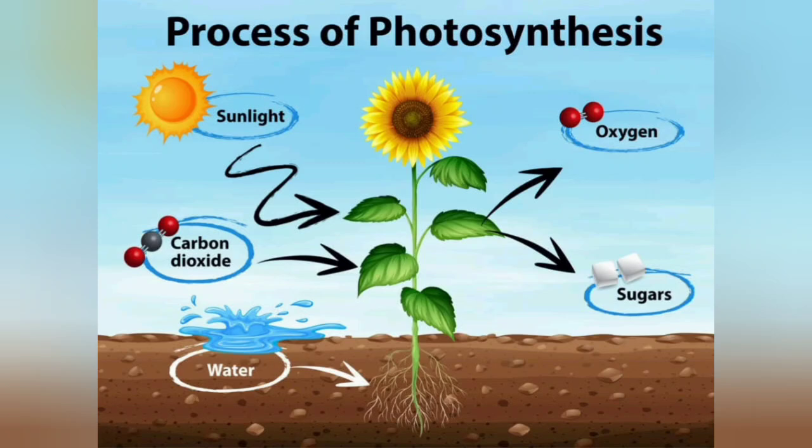Photosynthesis also requires the presence of chlorophyll, a green pigment that is found in the chloroplasts of plant cells. Chlorophyll is responsible for capturing light energy and using it to power the chemical reactions that occur during photosynthesis.